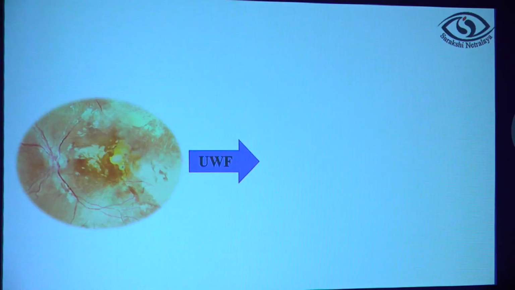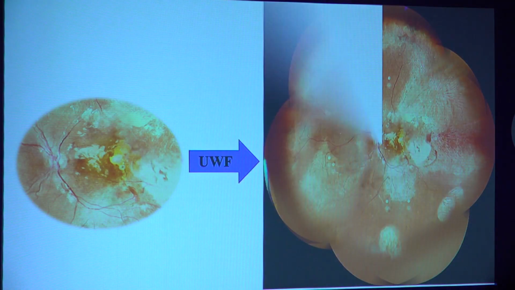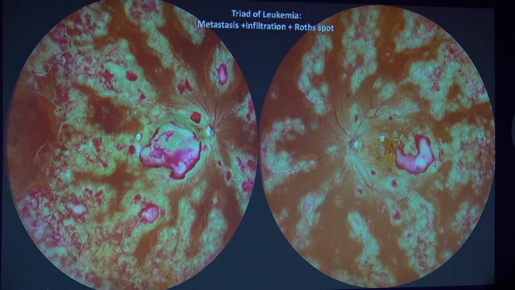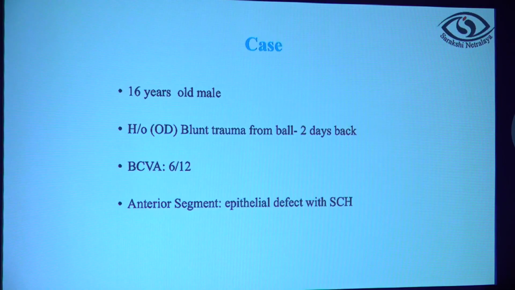A 1 month baby diagnosed to have ROP, and this is what we could achieve in a flying baby position. We could not only see the tumor lesion but also the settlings in the vitreous cavity. We could pick it up. Well, this is another thing, the triad of leukemia. Rarely do you have all three features together, and this is one of them. You have a metastasis, you have an infiltration, you have a hot spot, and that is called the triad of leukemia.